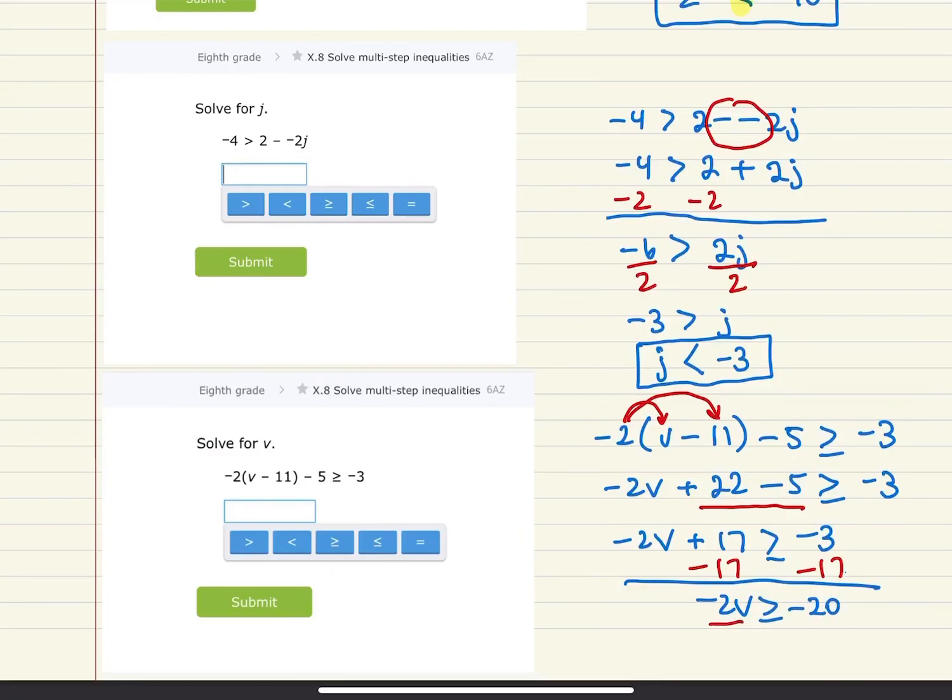Finally, we're going to divide both sides by negative 2. And again, we are dividing by a negative number, which means we must flip the inequality sign. So negative 20 divided by negative 2 is positive 10. So the answer is v is less than or equal to 10. Okay, so this is how we solve inequalities.